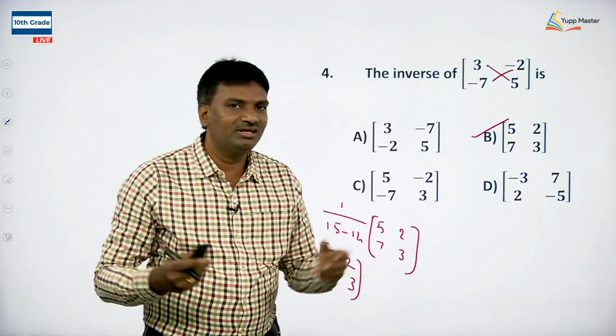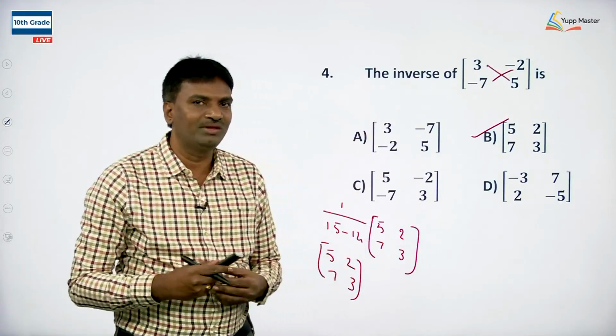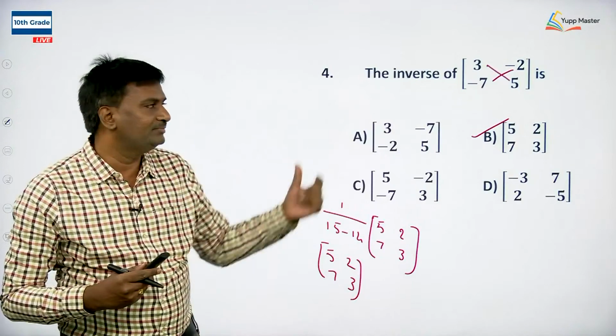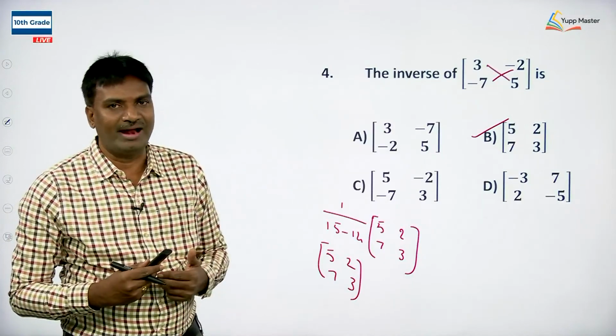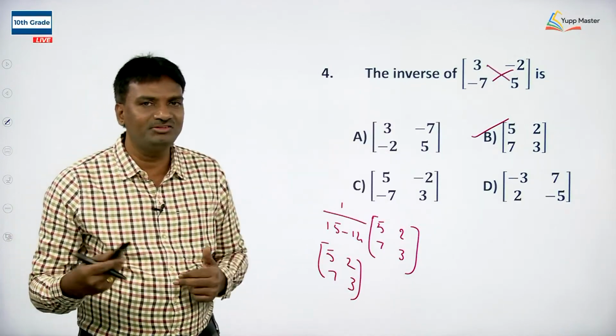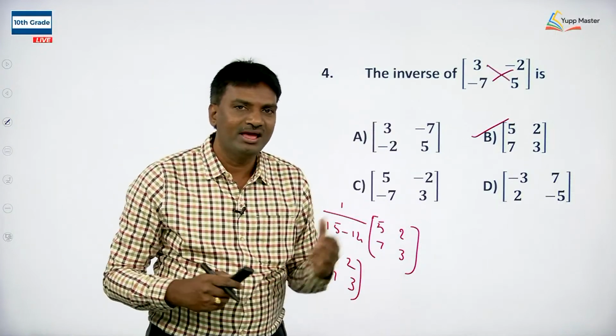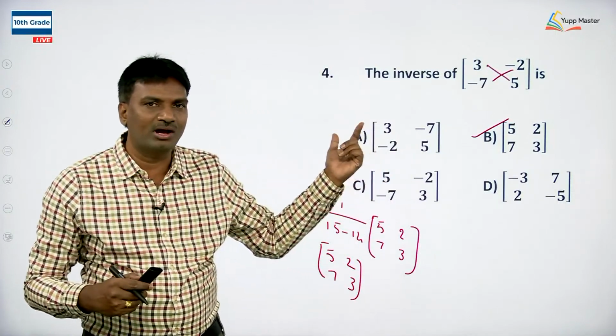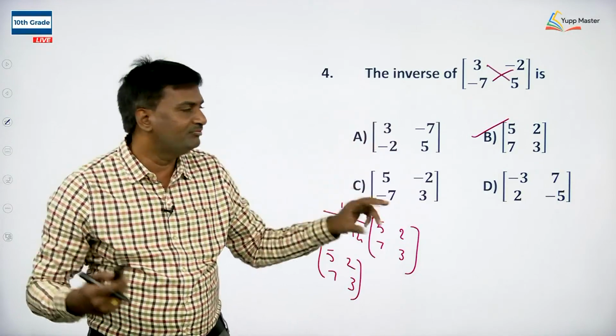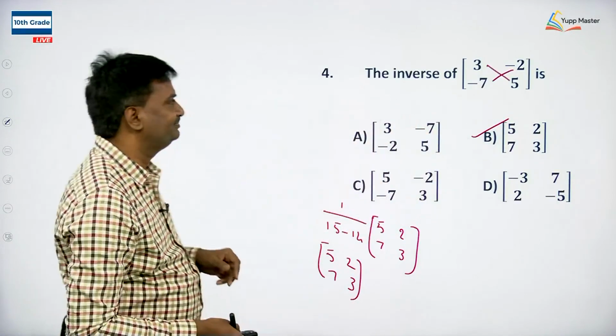Here also this is a 2 cross 2 matrix. So, we know how to find the inverse of a 2 cross 2 square matrix. Simple: 1 by (ad minus bc) into [d, minus b; minus c, a]. By using that formula for the given matrix, the inverse of the given matrix is [5, 2; 7, 3].